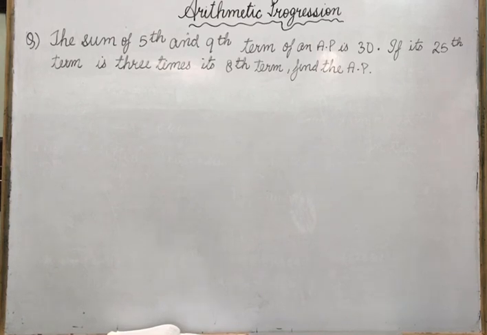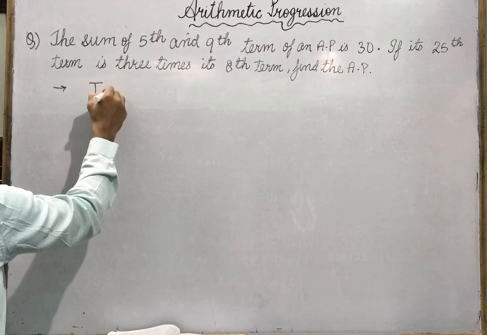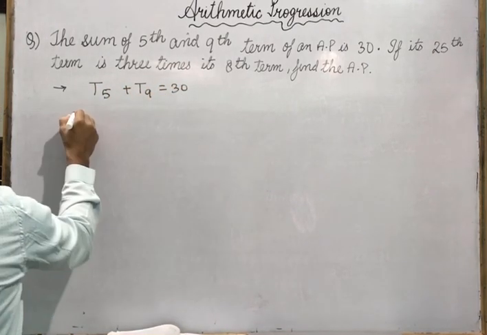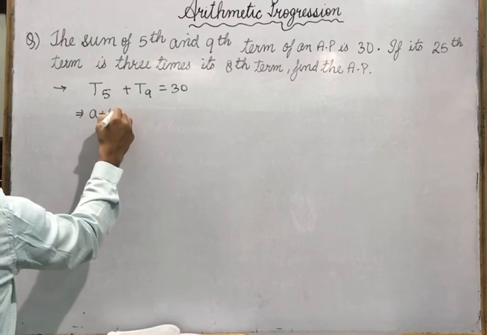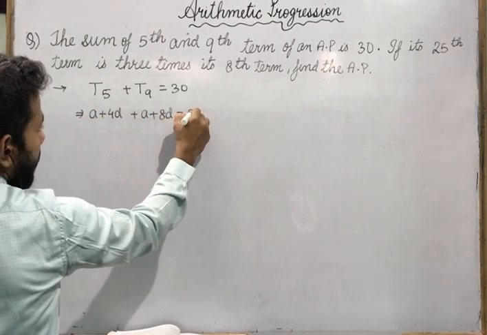Try to make the equation. The sum of 5th and 9th term of an AP is 30. If it is said the sum of 5th and 9th term of an AP is 30, it means T5 plus T9 equals 30. So what is T5? A plus 4D. What is T9? A plus 8D equals 30.